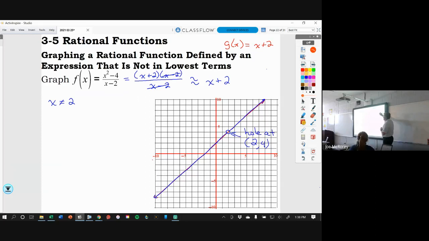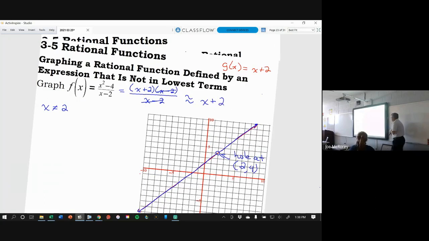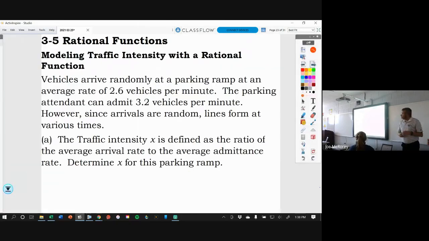All right, you love word problems? Here we go. Vehicles arrive randomly in a parking ramp at an average rate of 2.6 vehicles per minute. The parking attendant can admit 3.2 vehicles per minute. However, since arrivals are random, lines can form at various times.